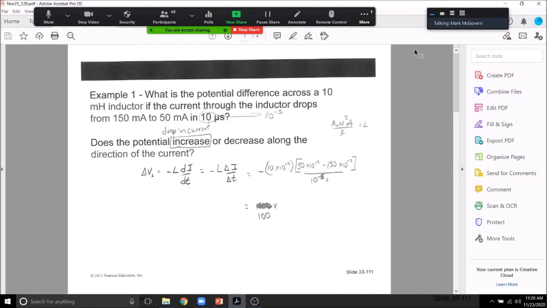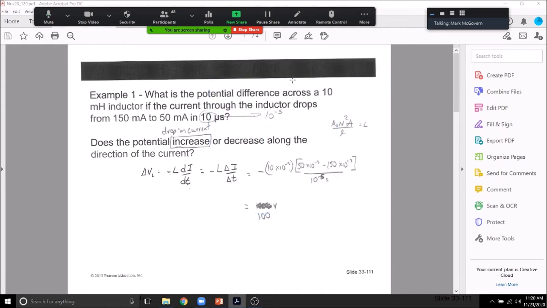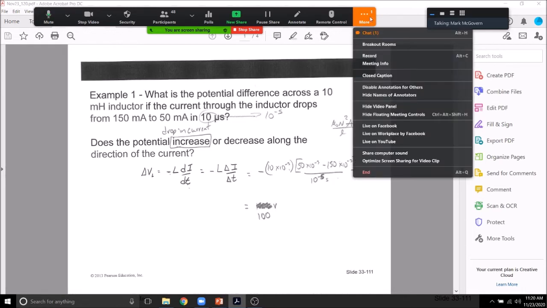What is the potential difference across a 10 millihenry... Okay, what is... Oh, that's a pretty tree outside. It's all red and stuff because of autumn. I didn't notice it till now.